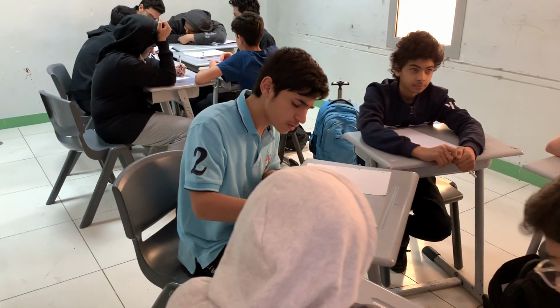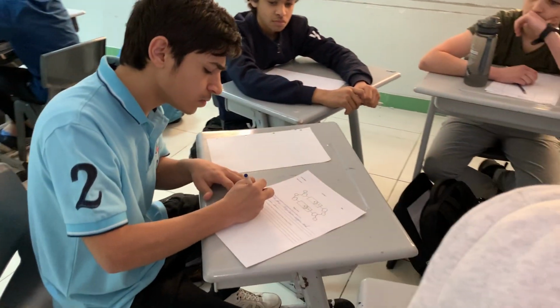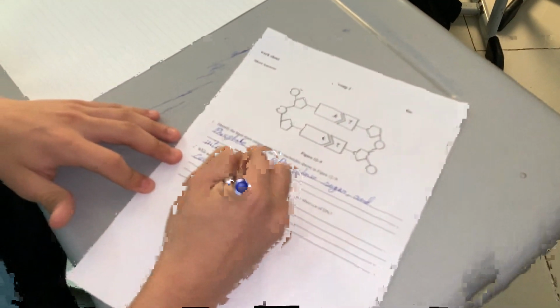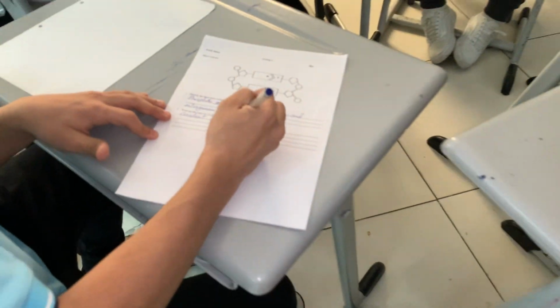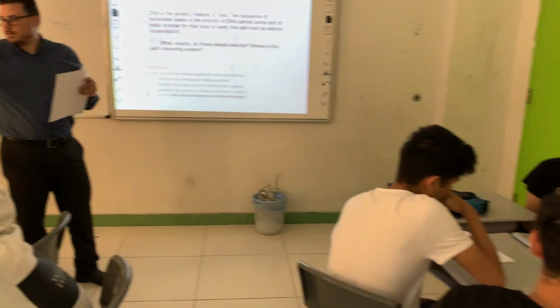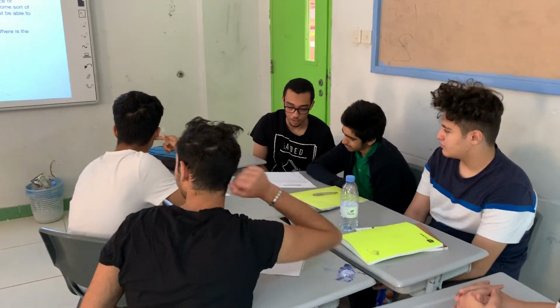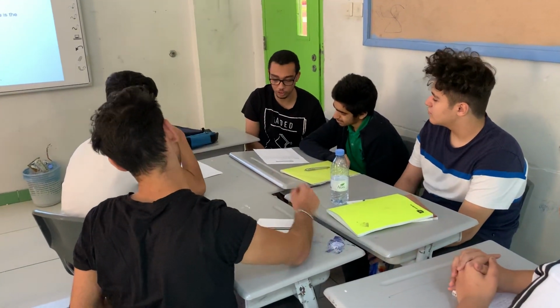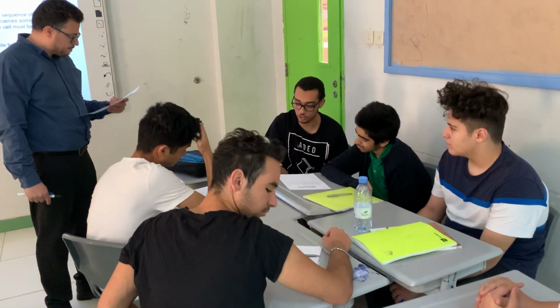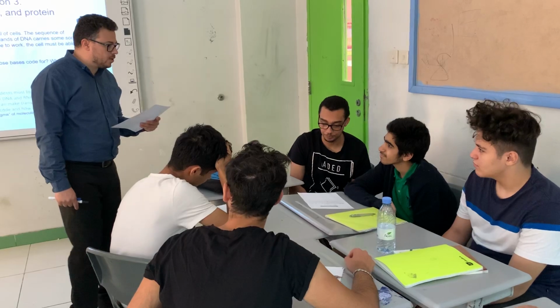Did you finish? Which group? Group 1. What is your answer? Read the question and then the answer. In figure 12, what did the A, T, C, G stand for? Our group answer was that it stands for nitrogen bases: A is adenine, T is thymine, and so on. Good. Perfect. What about this group?